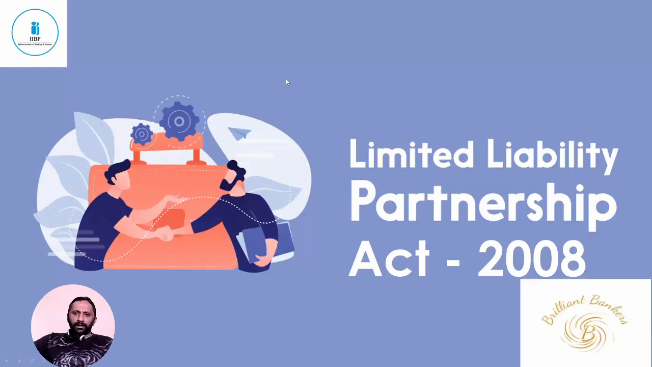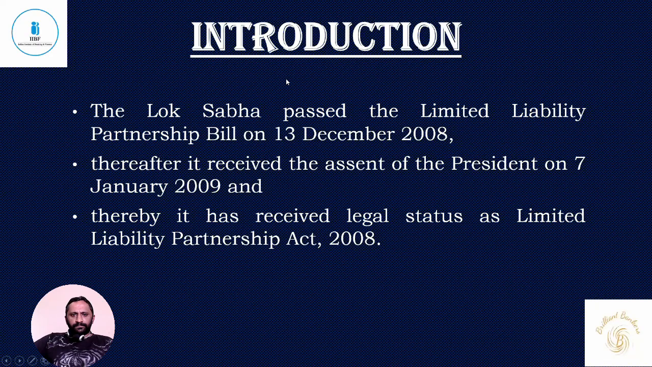So how was it promulgated? The Lok Sabha passed the Limited Liability Partnership Bill on the 13th of December 2008, which got the assent of the President on 7th January 2009 and was christened the Limited Liability Partnership Act 2009.